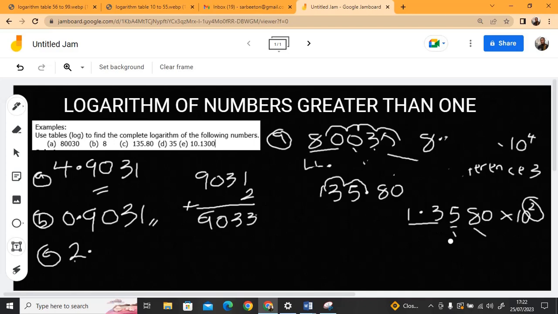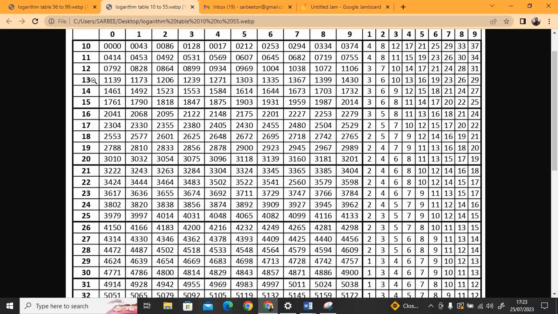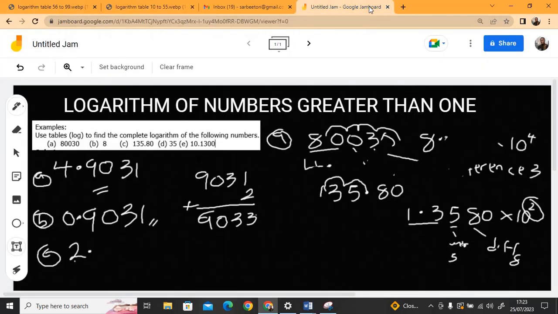13 is under what? Under 5. Under 5, difference what? Difference 8. Ignore the 0 at the back. So when we check this in our logarithm table, logarithm of 13 under 5, difference 8. You see under 5 is 1303. So I'm going to write that down. That is 1303.